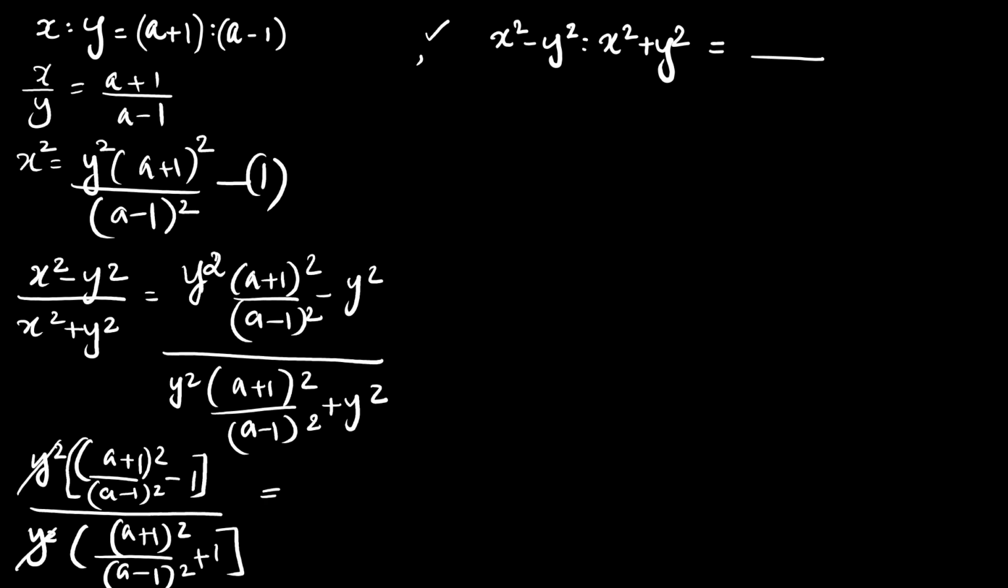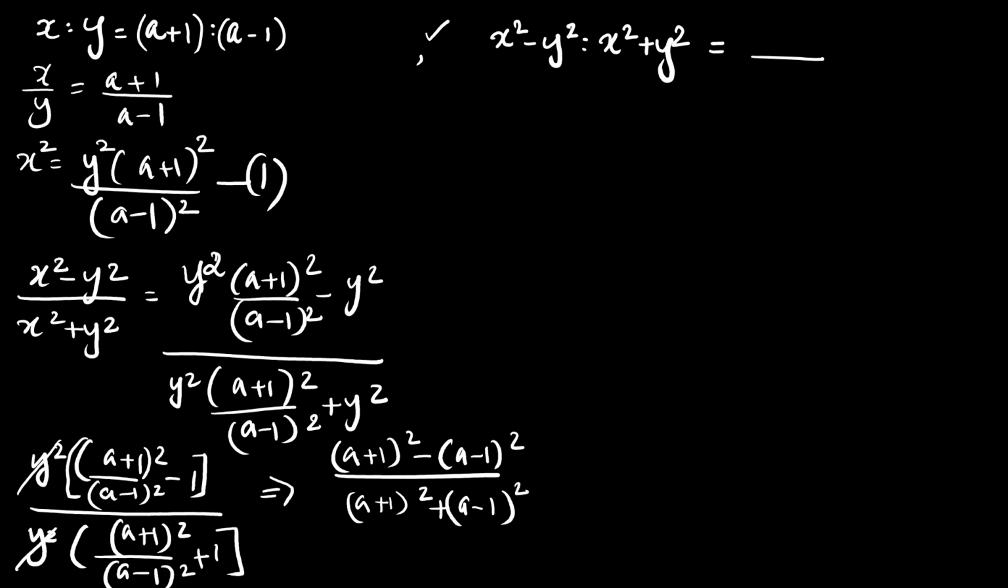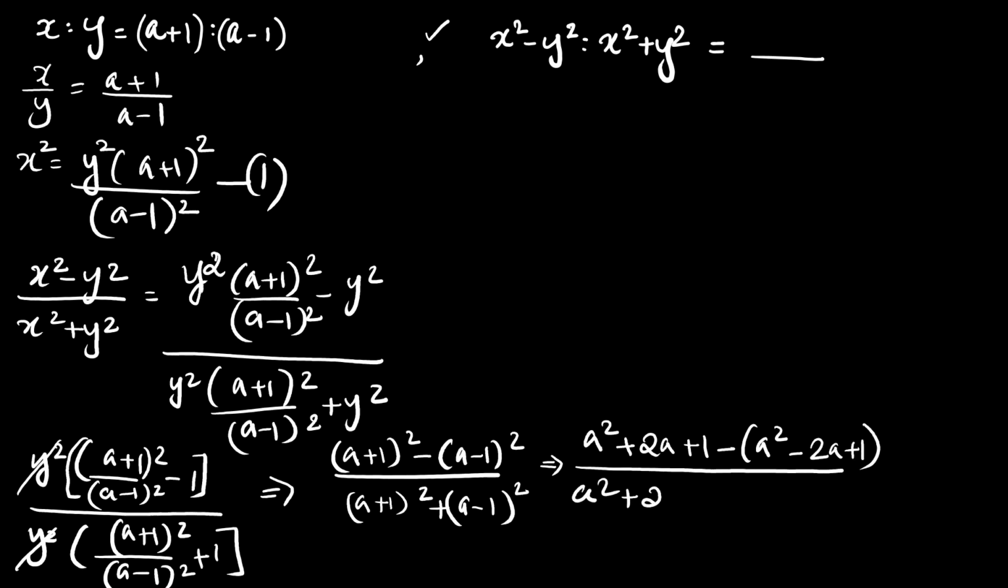Now what we will do? y square and y square got cancelled. Now we will take the LCM, that is a plus 1 whole square minus a minus 1 whole square divided by a plus 1 whole square plus a minus 1 whole square. Now we will expand this, that is a square plus 2a plus 1 minus a square minus 2a plus 1 divided by a square plus 2a plus 1 plus a square minus 2a plus 1.